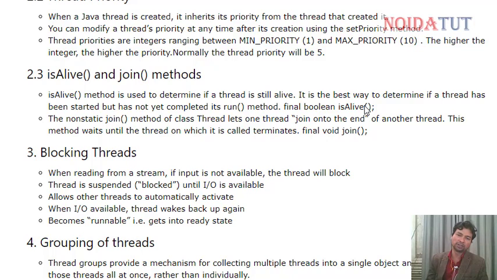Now, isAlive and join methods. These are the two methods which are used with threads. The isAlive method is used to determine if a thread is still alive. It is the best way to determine if a thread has been started but has not yet completed its run method: final boolean isAlive. The non-static join method of class Thread lets one thread join onto the end of another thread. This method waits until the thread on which it is called terminates: final void join.